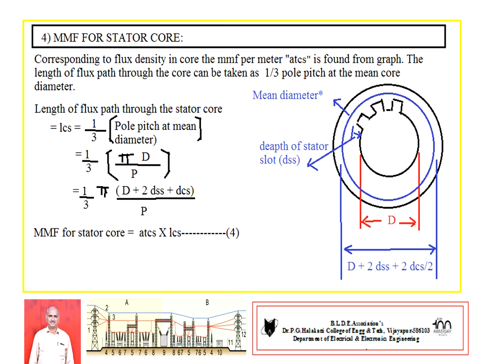So after calculating the length of flux path in stator core, then you calculate mmf of stator core. That should be equal to mmf per meter of stator core into length of flux path in stator core.